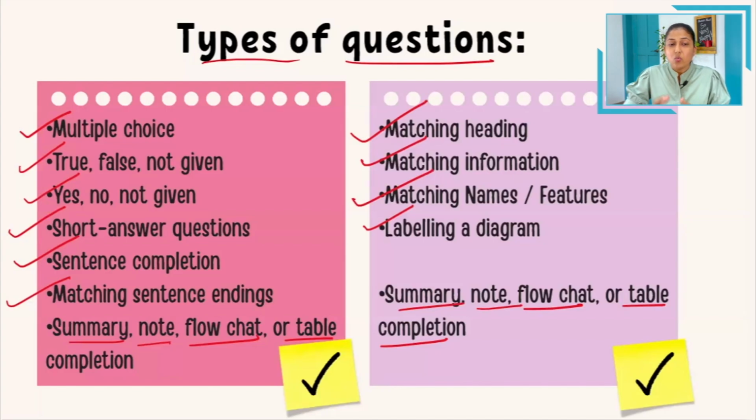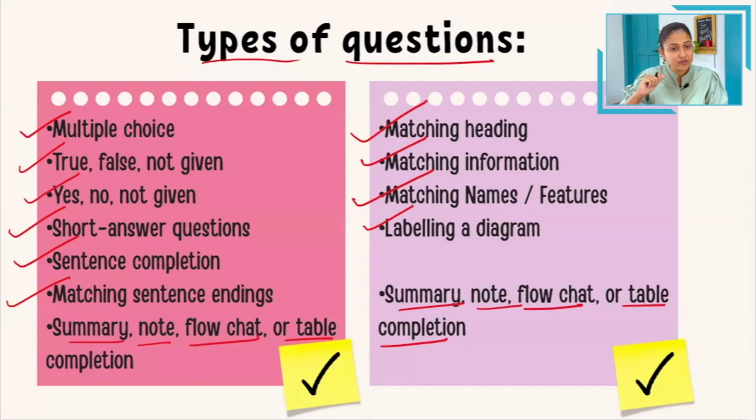Now, what are these different types of questions? How are they created? What do they look like? How would I identify if it is matching sentence endings or matching information? What is the meaning of not given in yes, no, not given type of questions? What is the difference between true, false, not given and yes, no, not given types of questions? Alright, wait. We will come to all these questions slowly and gradually.